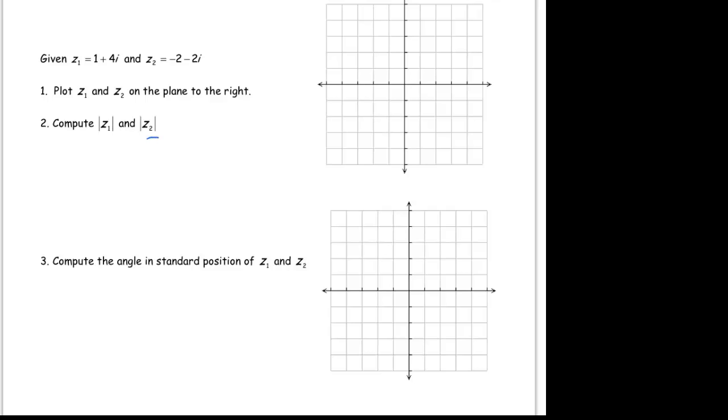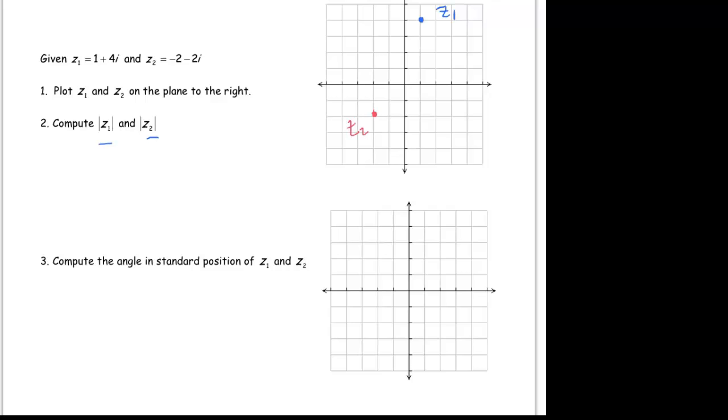So let's do that. z1 would be 1 plus 4i, so I go right 1 and up 4, so I'm here. Okay, and so that's z1. And z2 is negative 2 minus 2i, so let's go left 2 and down 2. And so there's z2.